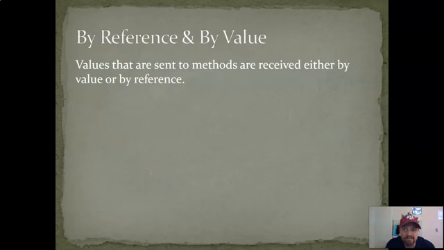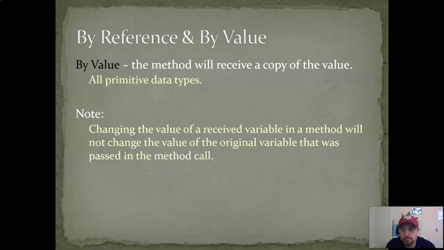By reference and by value. Values are sent to methods either by value or by reference. By value, the method will receive a copy of the value. Note that all primitives are sent by value. Changing the value of a received variable in a method will not change the value of the original variable that was passed to the method because you are sending it by value.